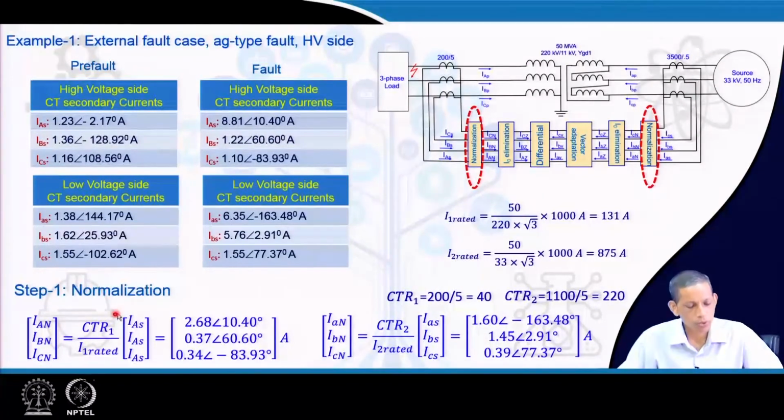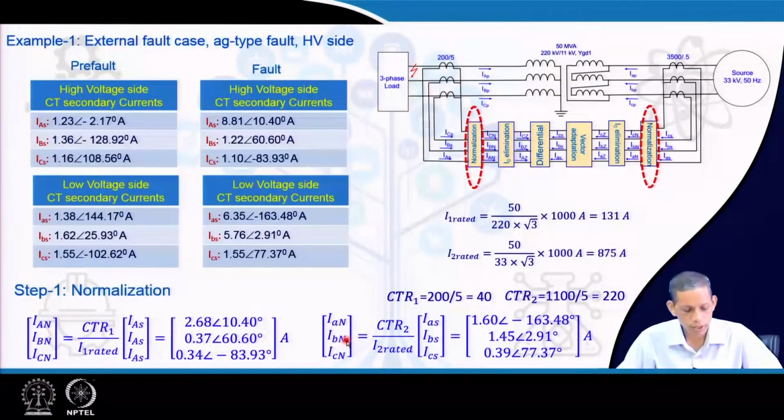Now, we go for the normalization perspective after the CT ratio has been frozen. On the high voltage side, we get the normalized currents as CTR1 upon I rated, using the secondary current from the CTs during the fault situation. We do not analyze the pre-fault situation here, the relay does that. So we get 2.68, 0.37 and 0.34. These are the currents we get after the normalization.